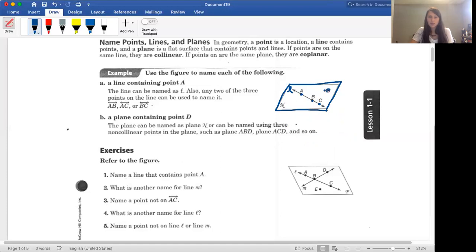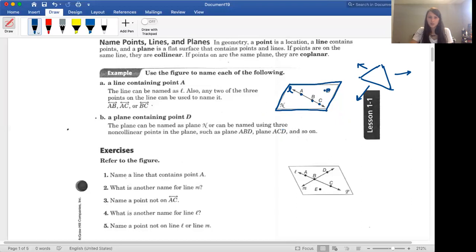Now, a plane can also be named using 3 points, because anytime you have 3 points, if you connect them, it becomes a plane. See how this becomes a triangle? And think about if this triangle goes out forever this way, and forever this way, that triangle becomes a plane. So we can also name a plane using 3 points.